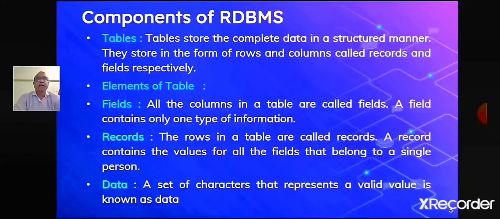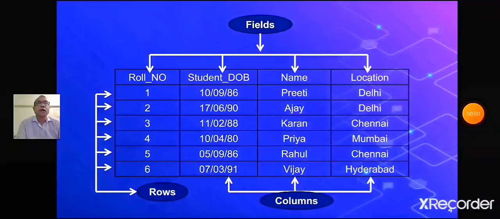Data. A set of characters that represents a value is known as data. Now children, look at this table, which consists of a collection of data represented in rows and columns.